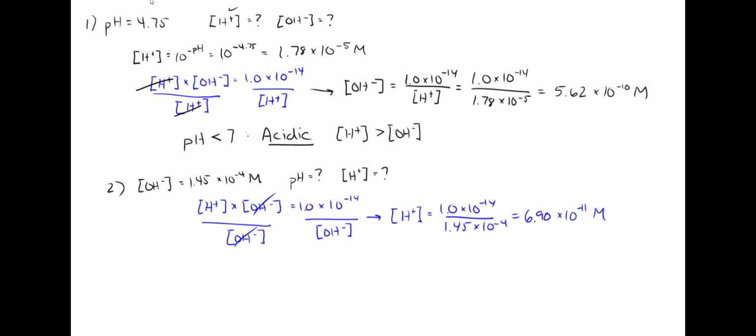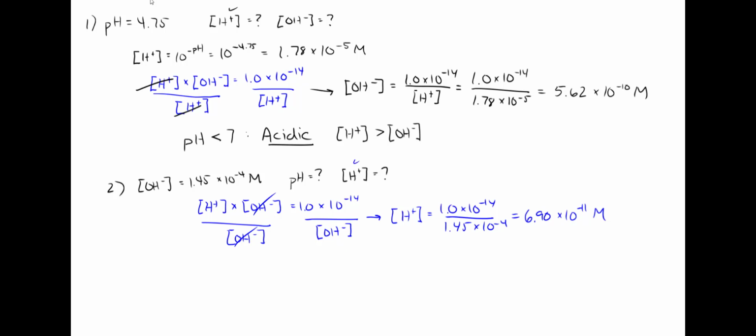So you'll notice that the proton concentration is very small. The hydroxide concentration was also small, but much, much larger than the proton concentration. Millions of times larger. Okay, so we found the proton concentration. Now let's find the pH.